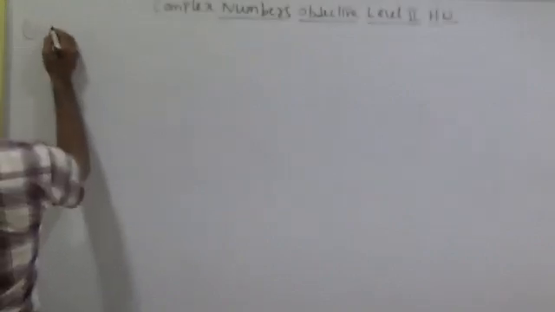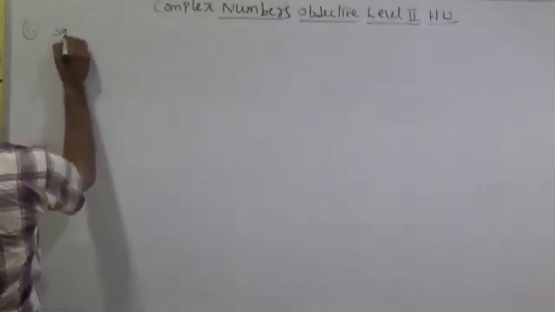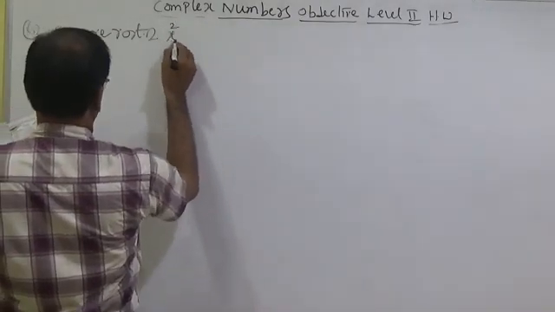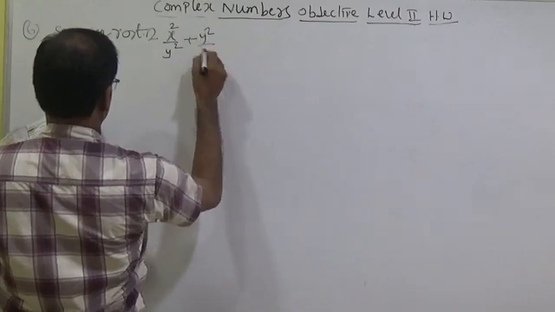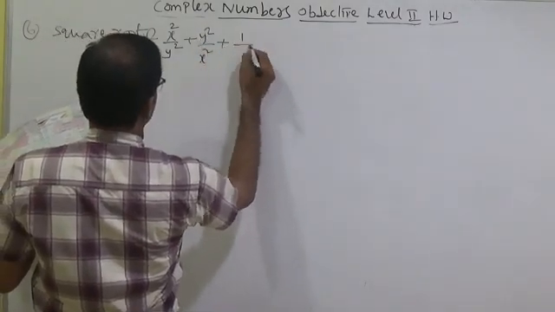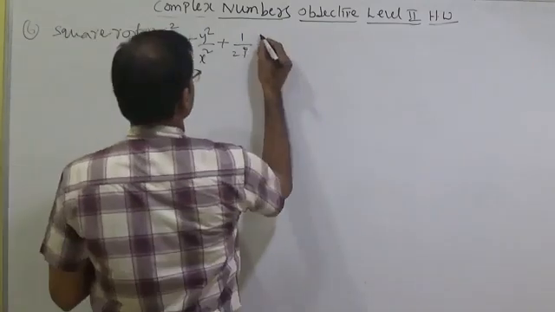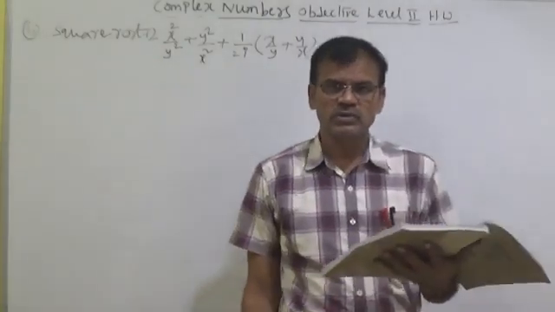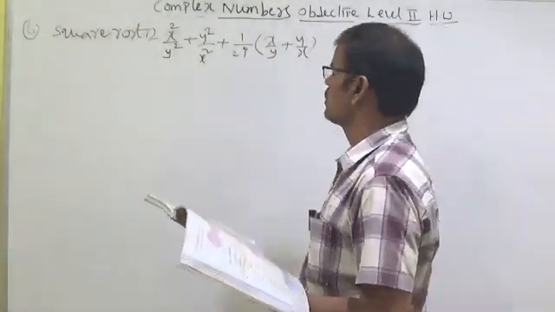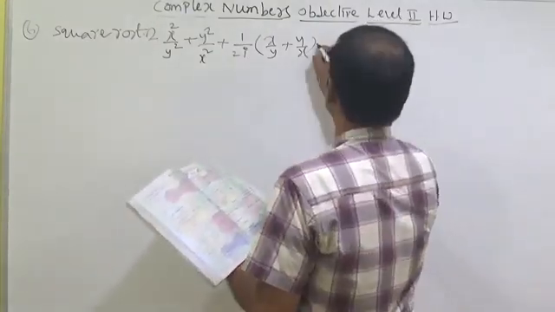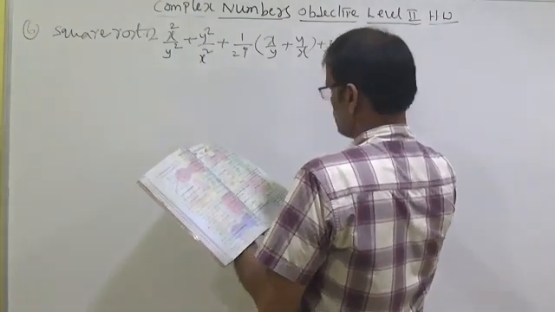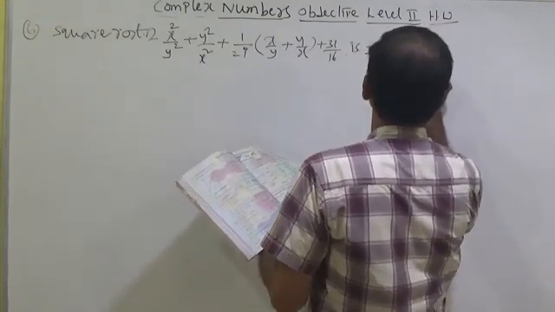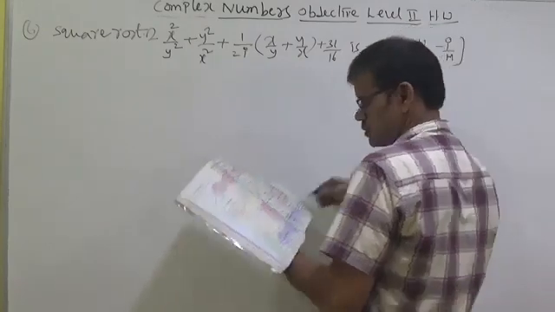Sixth question. If the square root of x square by y square plus y square by x square plus 1 by 2i into x by y plus y by x, that is, the square root of x square by y square plus y square by x square plus 1 by 2i into x by y plus y by x plus 31 by 16, is equal to plus or minus x by y plus y by x minus i by m, then what is the value of m?